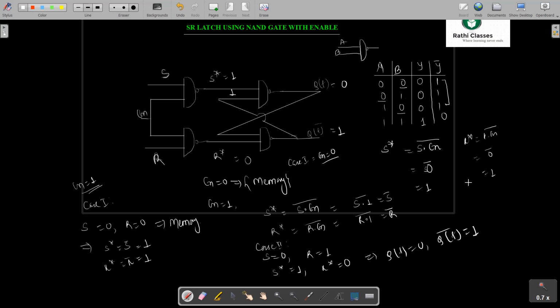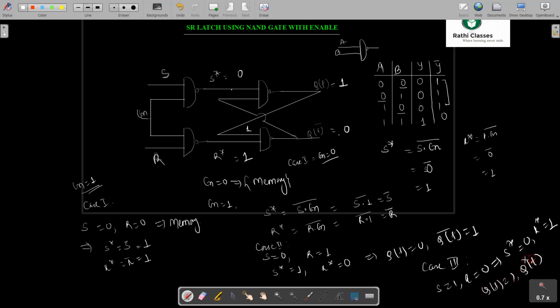Similarly, talking about case 3, when S is equal to 1 and R is equal to 0, it implies S star will be equal to 1 bar, that is 0, and R star will be equal to 0 bar, that will be equal to 1. So let me apply the case for which S star is equal to 0 and R star is equal to 1. Again, if any one of the inputs is 0, my output will be high, so this will be 1. This will be shorted, so this will also be 1, 1 and 1, output will be equal to 0. This implies when S is equal to 1 and R is equal to 0, Q of T equals 1 and Q of T bar is equal to 0.